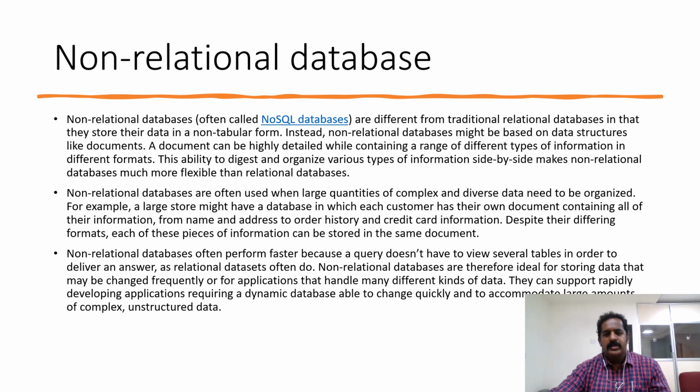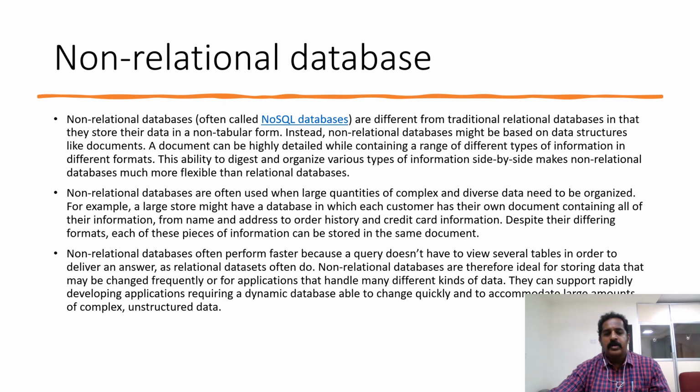This non-relational database allows large quantities of complex and diverse data to be organized. For example, here a large store might have a database in which each customer has their own document containing all of the information from name to address to order history and credit card information. Despite their differing format, each piece of information can be stored in the same document. They don't need to be in different documents.